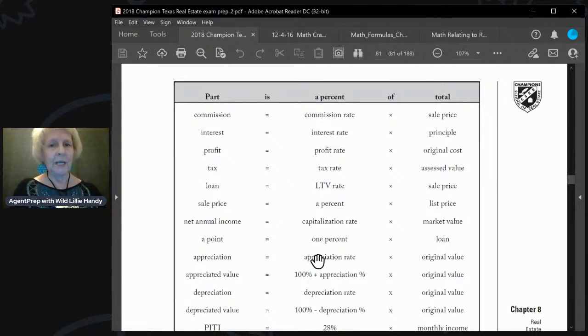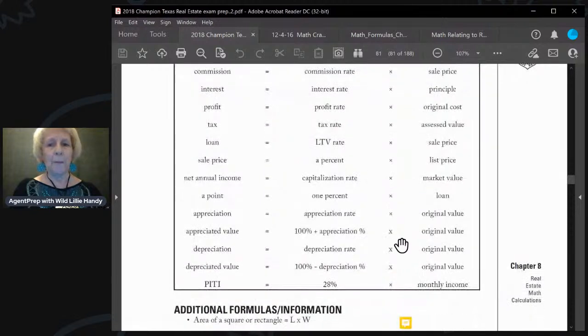Appreciation equals an appreciation rate times the original value. So how much did the property appreciate? If it appreciated 5%, 10%, 3%, annual appreciation rate is common in most properties. Right now, properties have been appreciating quite a bit because it's a seller's market and there's a high demand for it during COVID. Why? Because the interest rates are extremely low. They went down to the 2s and the 3%. So that's why there's a lot of buyers and we're running out of inventory.